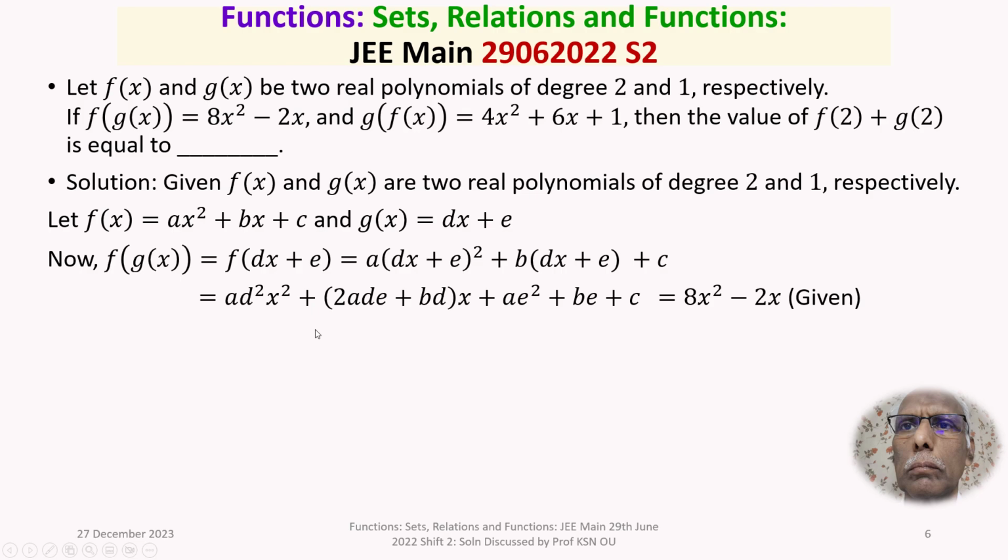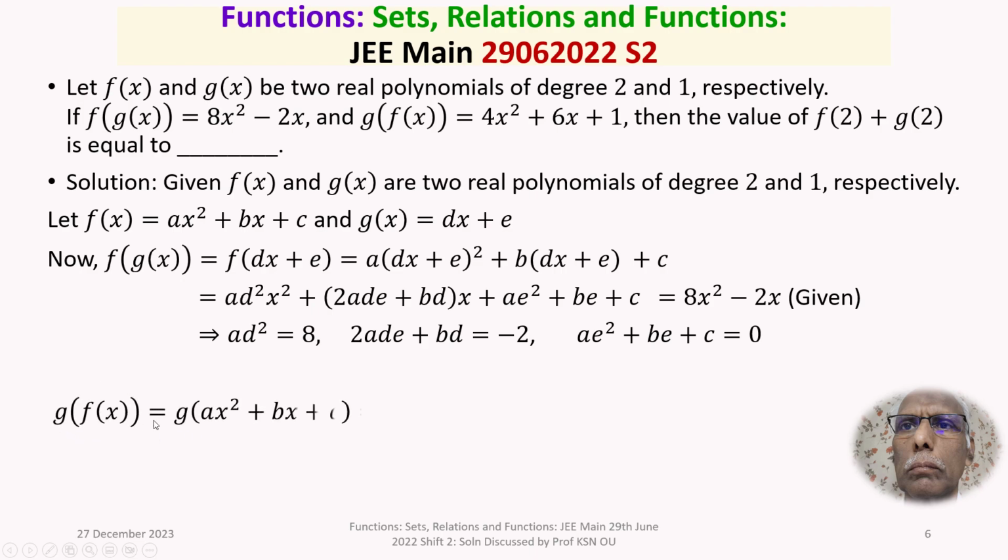Equating the corresponding coefficients, you will get the coefficient of x square: ad square is equal to 8. The coefficient of x is 2ade plus bd is equal to minus 2, and the constant term is ae square plus be plus c. It is not there, therefore it is equal to 0. So we get these terms. Agreed. Let's now go into g of f of x.